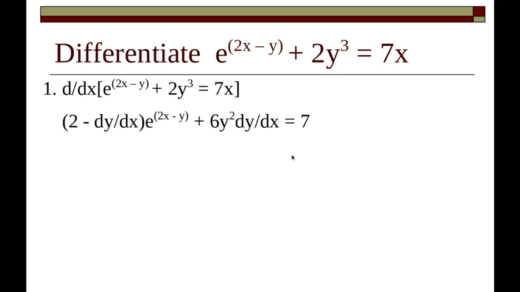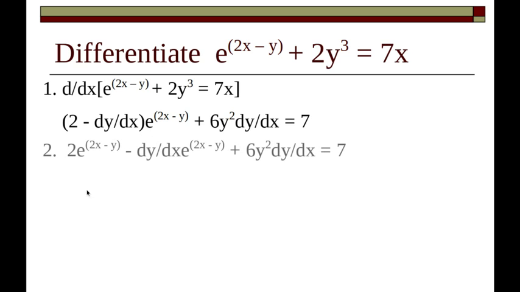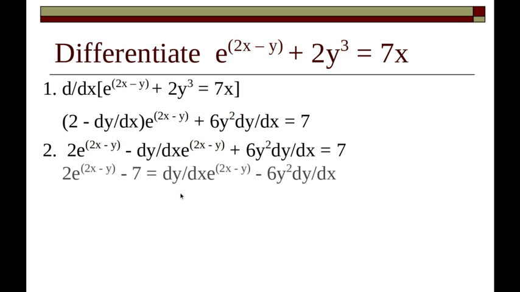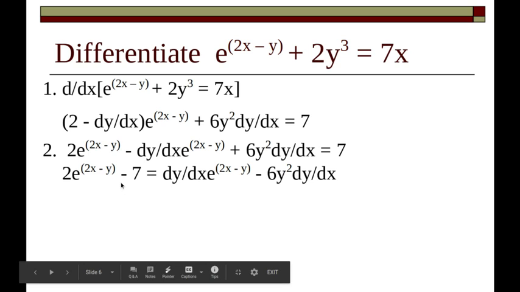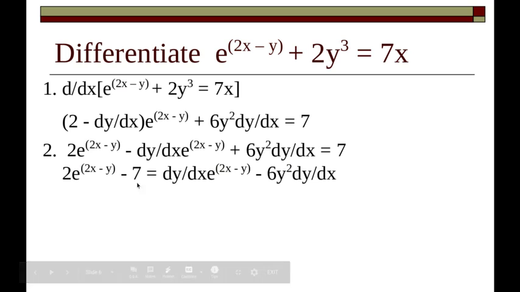Now we just have to get dy/dx by itself. So we have to do some distributing first. For number 2, we're going to distribute the e to the 2x minus y to both terms to get rid of these parentheses. And then we want to bring the dy/dx terms over, and the 7 over. The dy/dx terms I'm bringing over to the right, so this one got added over to this side, this one gets subtracted, and then to bring over the 7, we had to subtract it over here. So again, this is just all algebra manipulating the equation.